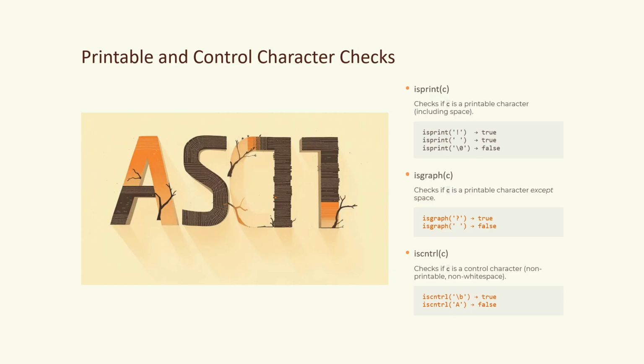The first function, isPrint, determines whether a character can be displayed on the screen, including space, whereas the isGraph function is similar but excludes spaces, meaning it checks only visible characters. Finally, isControl identifies control characters such as newline, backspace, or tab. These characters are not displayed but control formatting or cursor movement. So this is all about printable and control character checks.